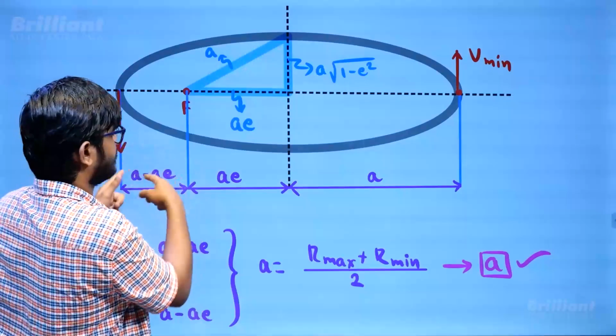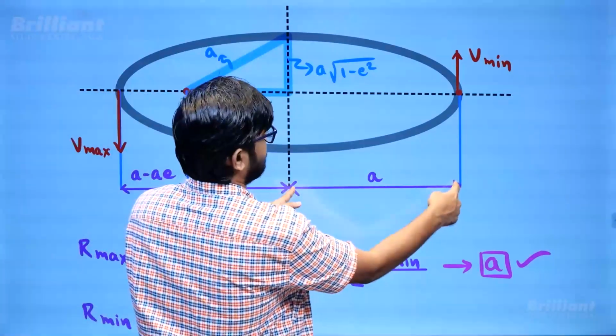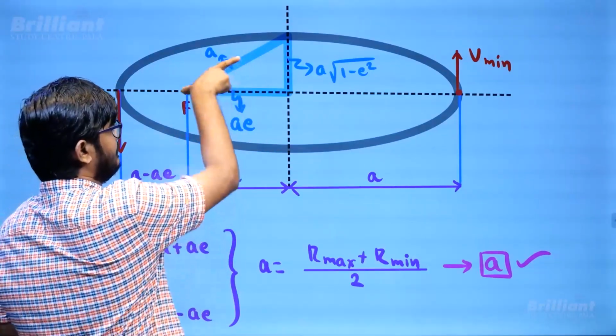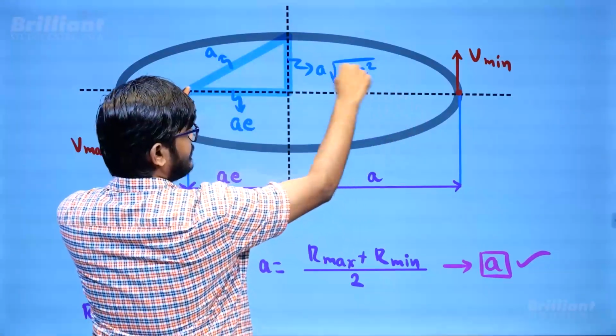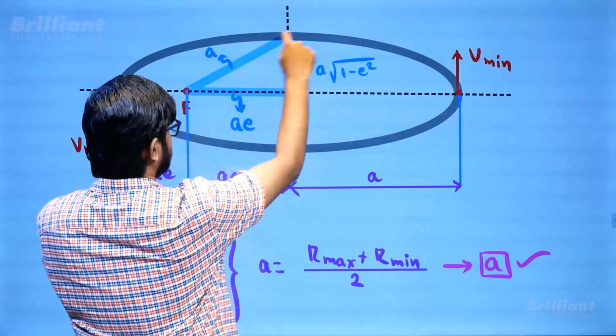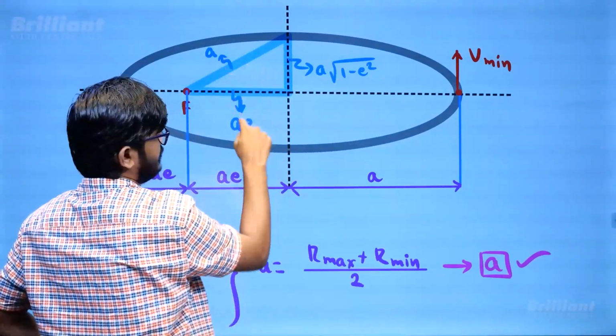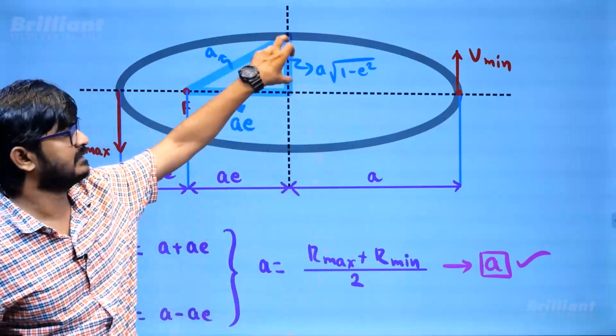And you must have learnt in maths, right? So this length is called A, and this length is AE. So this length is going to be A minus AE, and this length is A, this length is A. There will be one more focus here, right? By using that right angle triangle and Pythagoras theorem, we will be getting this length as root of this square plus this square, which is B.